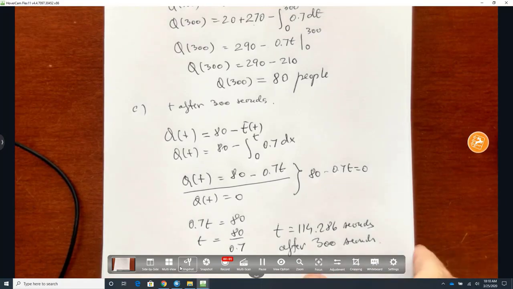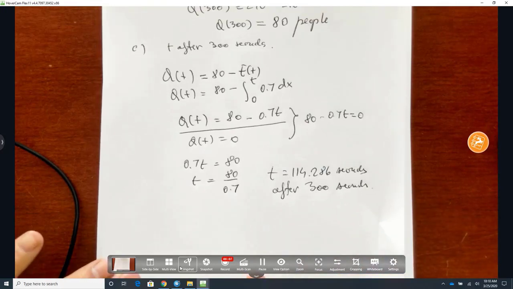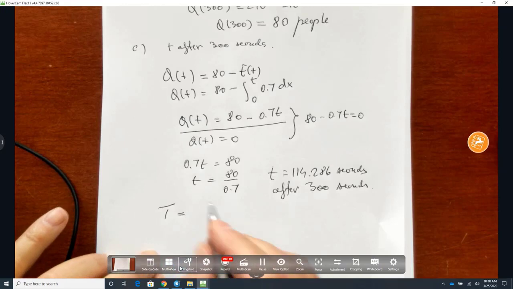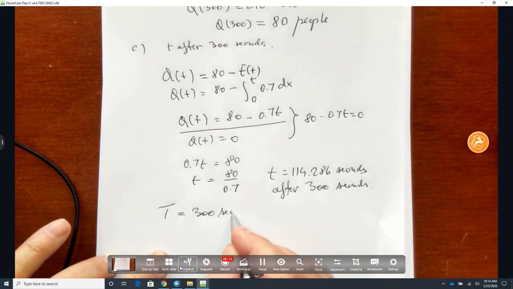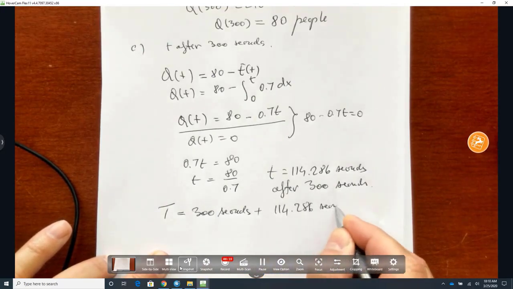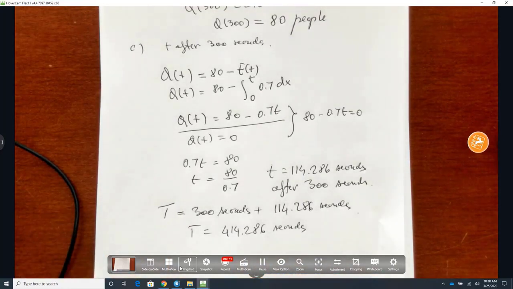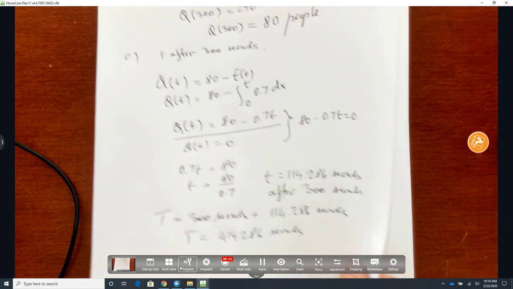Since the beginning of the process, since we started actually estimating the number of people in line, it means that the total time t is going to be 300 seconds plus 114.286 seconds, ending up with 414.286 seconds. Remember that for an AP calculus, you need to keep 3 decimals always for a number to take full credit of it.